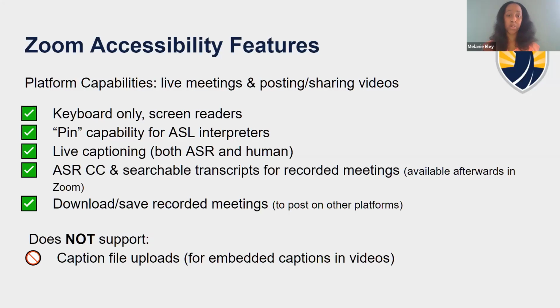With ASR, there's no automatic integration for that. But we do have a vendor that was just recently approved by UNCG. It's called Verbit. They do offer ASR captioning that you can add to your Zoom meeting. There is a cost to that. And same thing for human captioning for live meetings. There's a cost for that as well. That's also done through a third-party vendor.